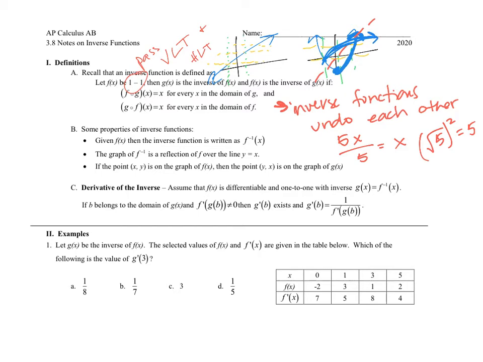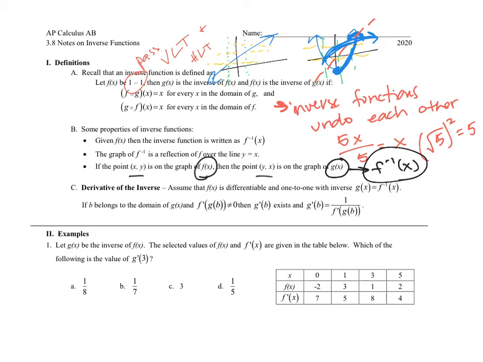If the point (x, y) is on the graph of f, then the point (y, x) is on the graph of the inverse, okay? Is on the graph of g. I know I write g here, but oftentimes we say, well, g is the inverse of f. So that's what this is saying, is that if (x, y) is on f, then (y, x) is on the inverse of f. I switch the ordered pairs when looking at inverse functions, okay?